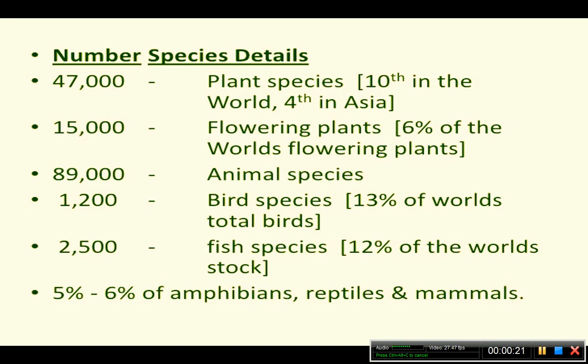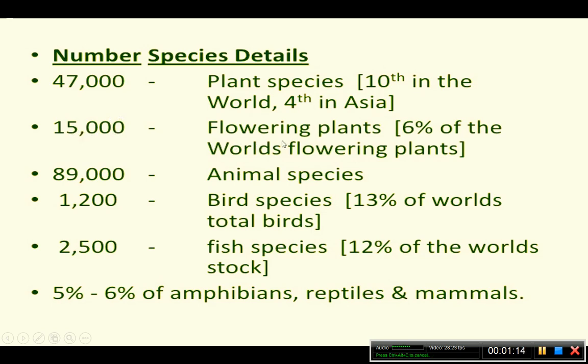So you should know that India has huge biodiversity because India has huge variation in climatic conditions and relief features. Here you see the data-wise information is given on the number of species. 47,000 plant species are found in our country, and India stands 10th in the world and 4th in Asia in terms of number of plant species.